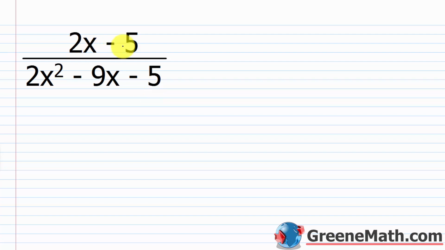So we have 2x minus 5 over 2x squared minus 9x minus 5. I'm just going to set, again, this guy right here equal to 0. So 2x squared minus 9x minus 5 equals 0. So here, we're not going to factor out the greatest common factor. We're going to factor this into the product of two binomials. So I'm going to do this using reverse FOIL.